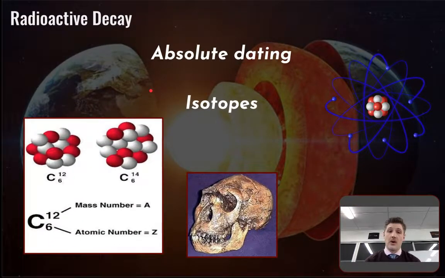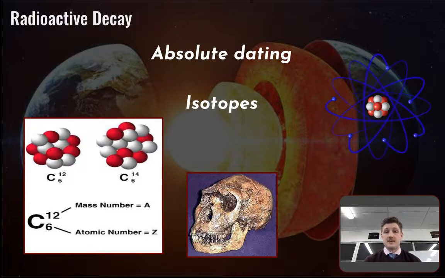But before, we need to go over a few things. Absolute dating is any method of measuring the age of an event or object in years specifically. To determine the absolute ages of fossils and rocks, scientists analyze isotopes of radioactive elements. Those are two things we're going to unpack in this video.